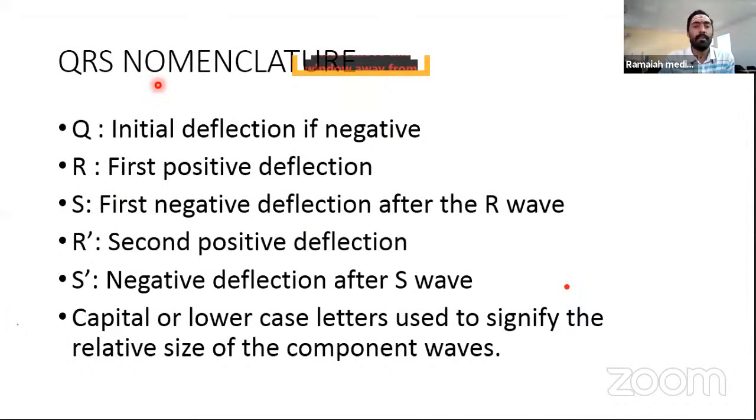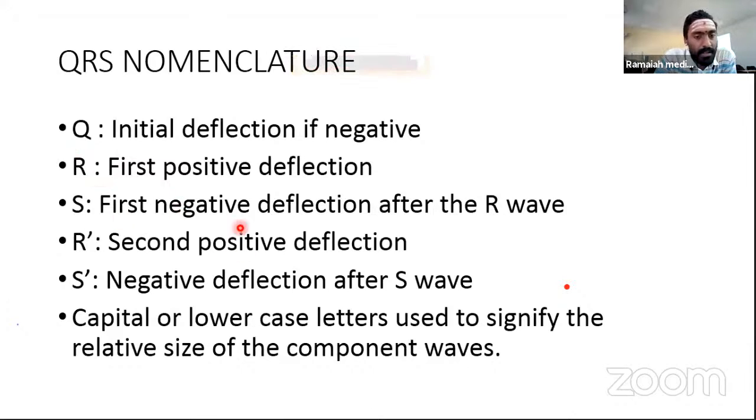So once we know this, we have to understand the nomenclature, how we name the QRS complexes. The initial deflection is called the Q wave. The first deflection, if it is negative, is called the Q wave, whereas if the first deflection is positive, it is called the R wave. The first negative deflection after the R wave is called the S wave.